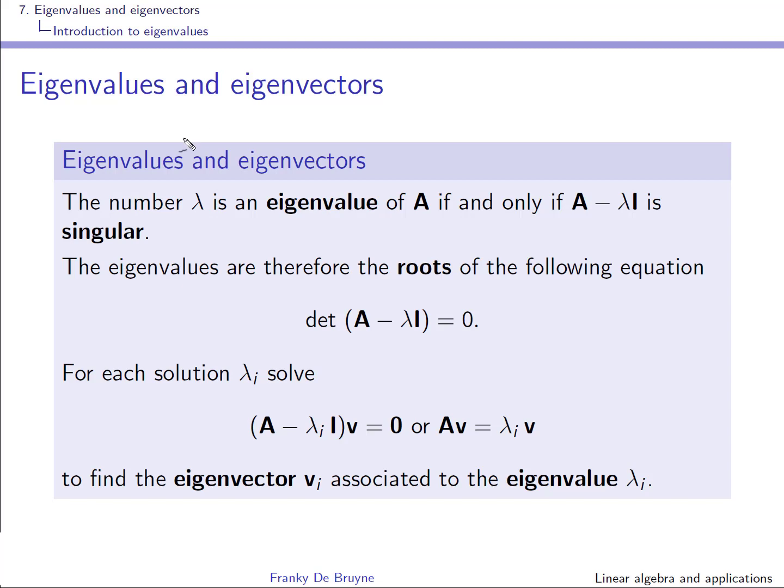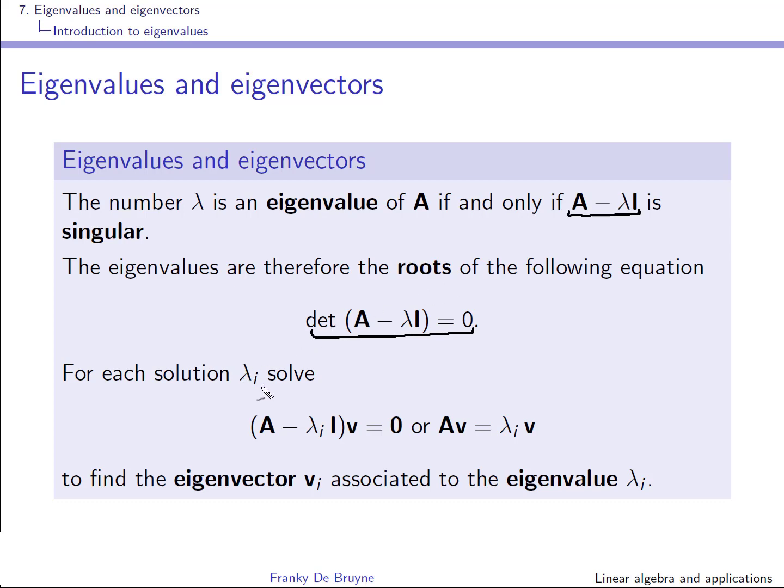Well, lambda is an eigenvalue of A if and only if this matrix is singular. And we know that a matrix is singular if its determinant is 0. So we can write this equation here, which we will call the characteristic equation, find all the solutions, which we call the roots, and these will be the eigenvalues of A.